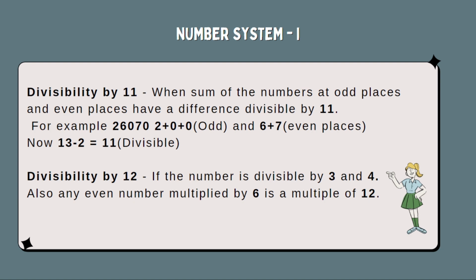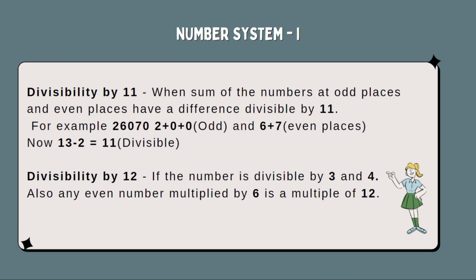Divisibility by 11. When the sum of the numbers at odd places and even places have a difference divisible by 11. Again, this sounds complicated, so I have taken an example, 26,070. Now check the numbers at odd places. At first place it's 2, third place 0, fifth place 0. So 2 plus 0 plus 0 equals 2. Similarly, second and fourth places are 6 plus 7, which equals 13. 13 minus 2 is equal to 11, and 11 is divisible by 11. So the number is divisible by 11.